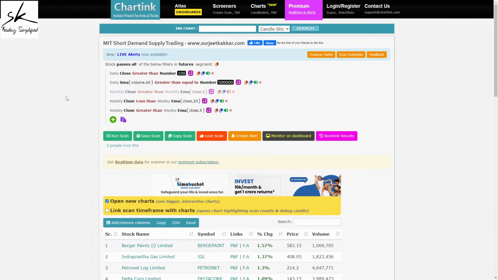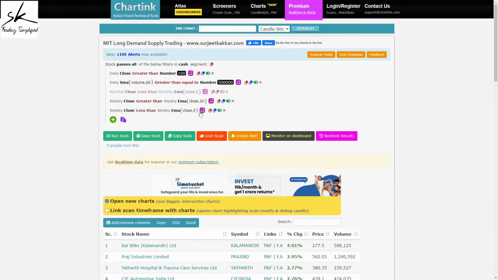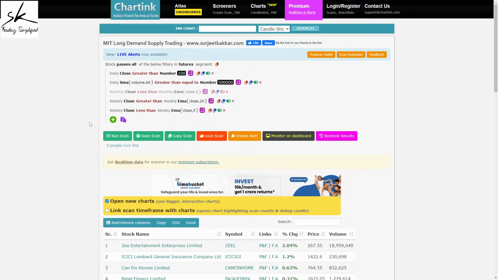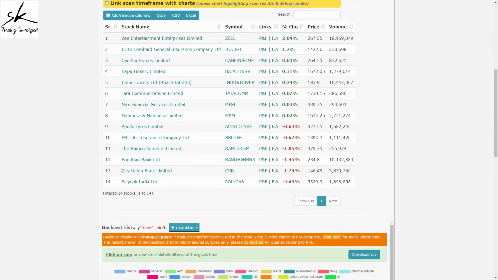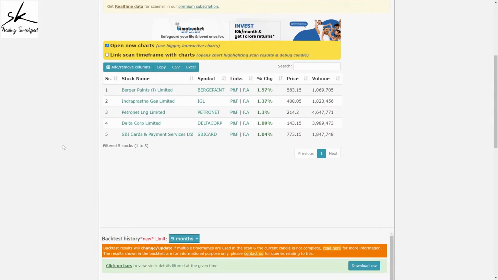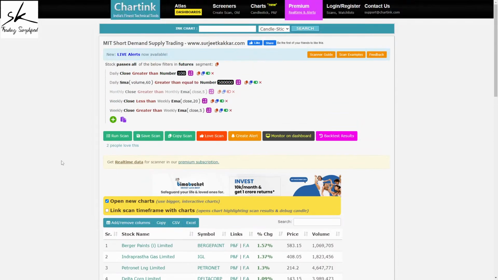And similarly, if I go to the long scan, which was giving me around 69, and I do the same thing here, I shift it to futures and I run the scan again. Now you can see we have only 14. So now I have 14 plus 5, which is 19 symbols to look into. So you can see you can use different filters to make this list smaller for you. Plus, this is not the only scanner available to you.